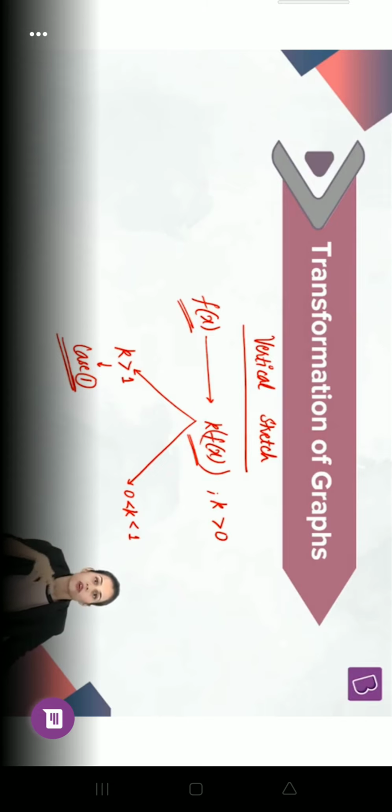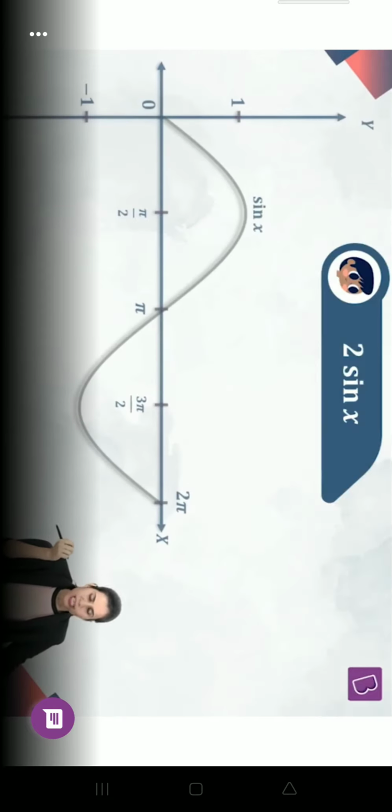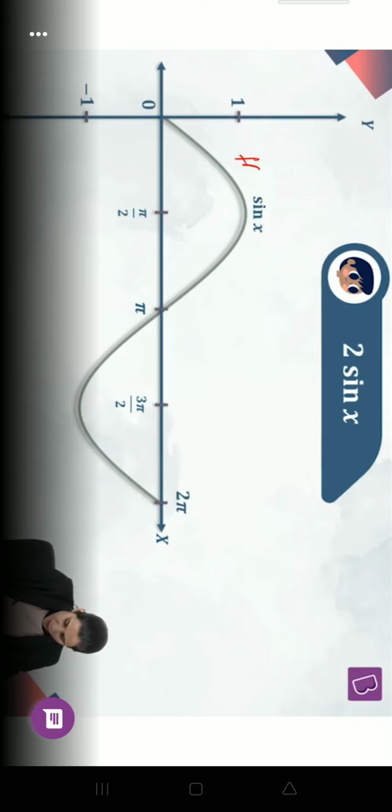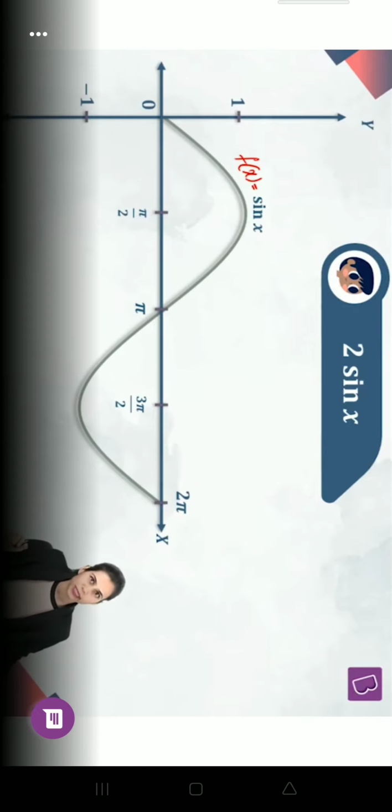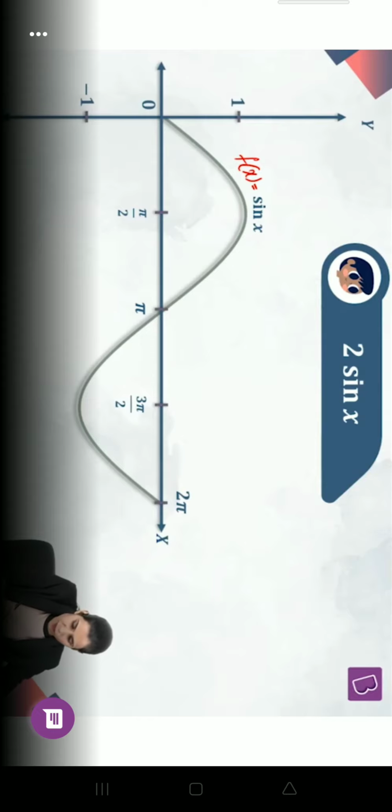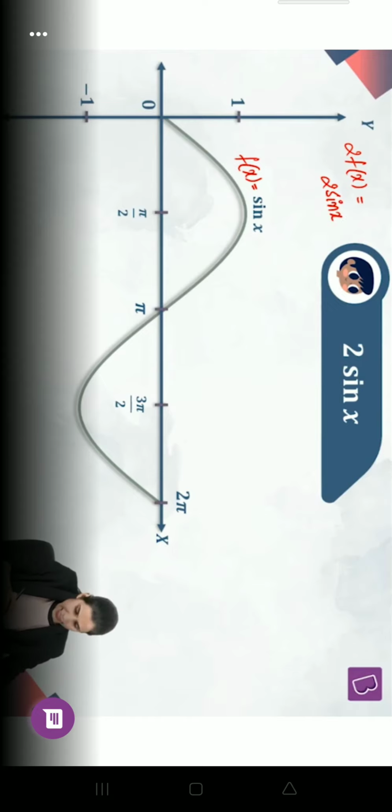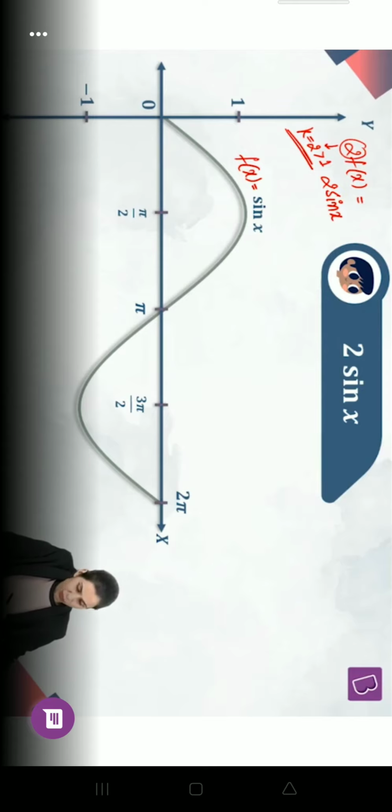If I take x as 0, half sine x comes out to be half into sine 0, which is half into 0, which is 0. Next, if I take x as pi by 2, half sine x comes out to be half sine pi by 2. That means half into 1, which is half. Next, if I take x as pi, I get half into sine pi, which is half into 0, which is 0. Next, if I take x as 3 pi by 2, half sine x becomes half into sine 3 pi by 2. That means half into minus 1, which is minus half. And lastly, if I take x as 2 pi, half sine x becomes half sine 2 pi, which is half into 0, which is 0.